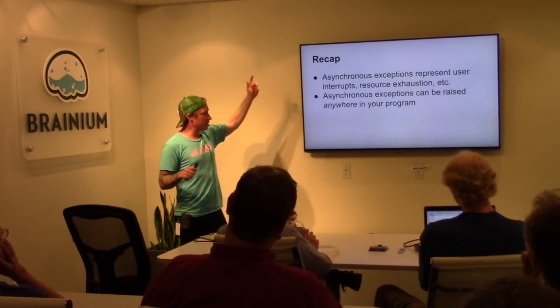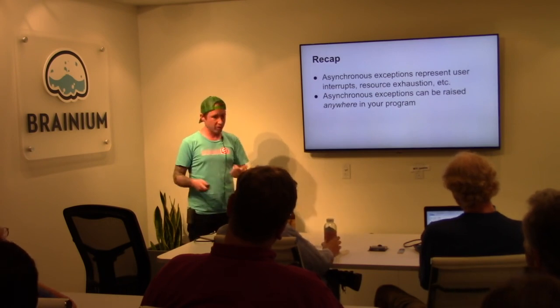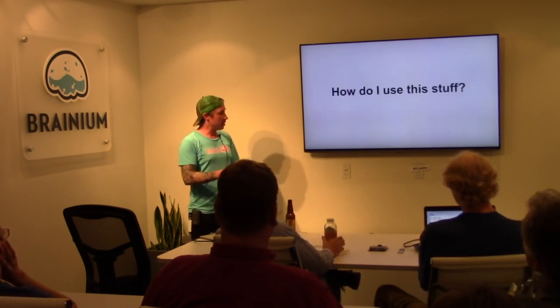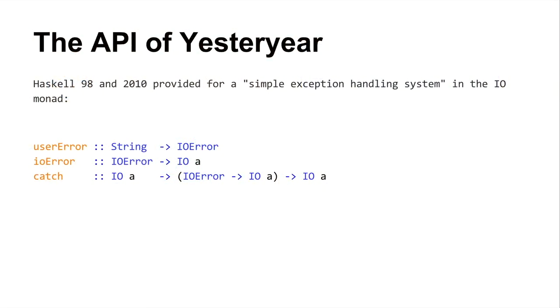Okay, they represent things like user interrupts, resource exhaustion, blah, blah, blah. They can be raised anywhere in your program. Pure code, impure code. Okay, so that's a lot of background. How do you use this stuff? How do you actually write a computer program that deals with these errors, throws these errors, et cetera, et cetera?